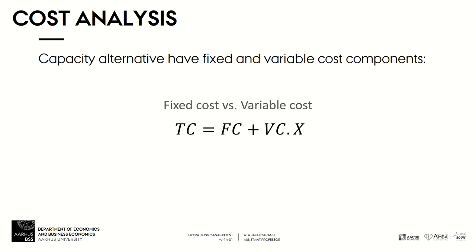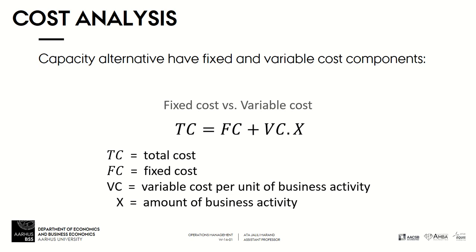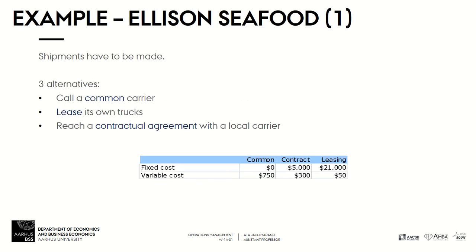So we have total cost, which is equal to the fixed cost plus variable cost, which is the unit cost multiplied by X, which is the level of business activities, or in other words, let's say the number of products produced or customers served. And you can see the notation here.